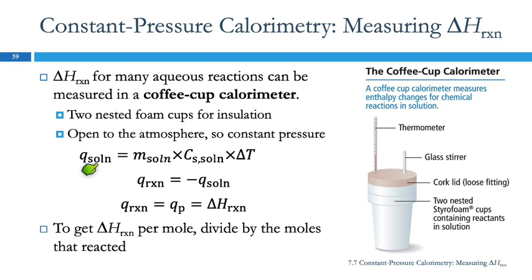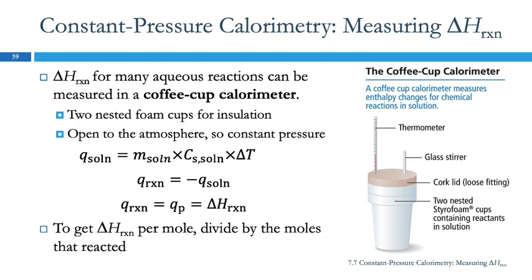Any heat that the solution gets has to have come from the reaction. Any heat that it loses must go to the reaction. So Q for the reaction is the same number as Q for the solution. The sign is opposite. Q for the reaction equals Q at constant pressure, which is delta H for the reaction, the enthalpy of reaction.